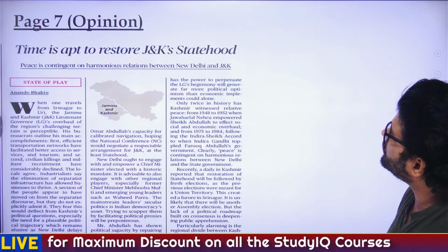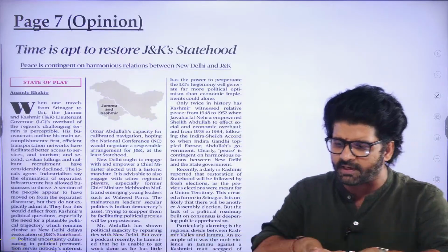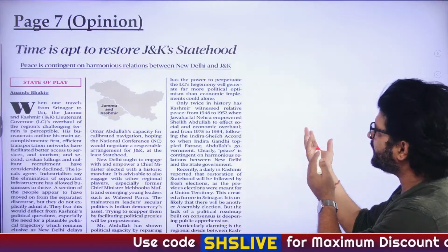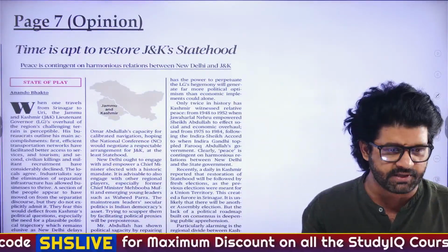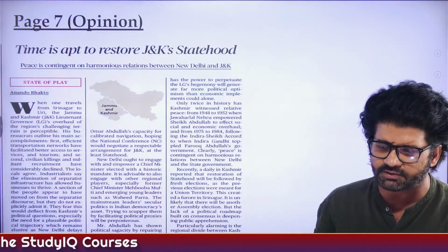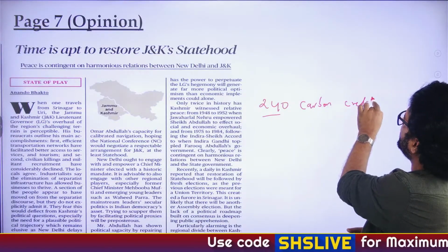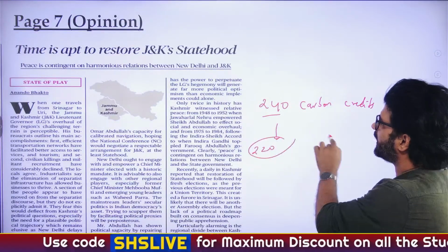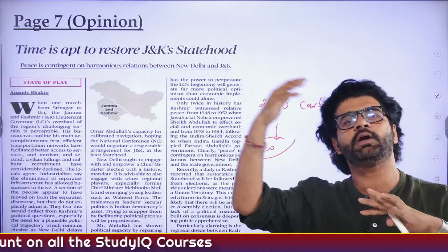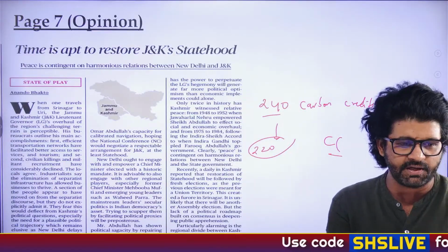Time is apt to restore J&K's statehood. All of you know about what is carbon credit, sir. So carbon credit is what? Just like energy certificates, you have carbon credit. So carbon credit is, again, let's say, carbon emission. How much carbon emission will a particular sector produce? There will be a target set by particular entities, nationally or internationally, that you have to emit 240 carbon credits. And if you reduce it and emit only 220 carbon credits, then you will get 20 carbon certificates which you can trade with other companies which have emitted more carbon. So that is basically the same as energy credit certificates, but the meaning is not exactly the same.